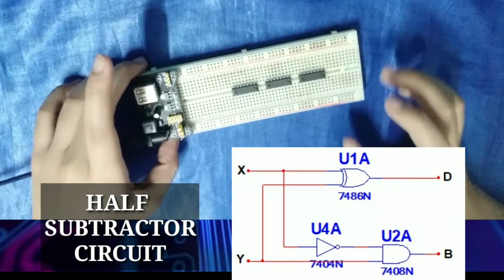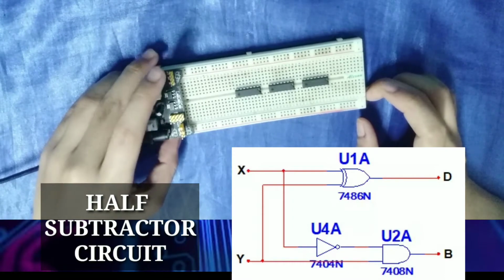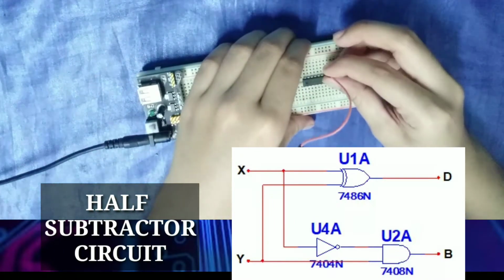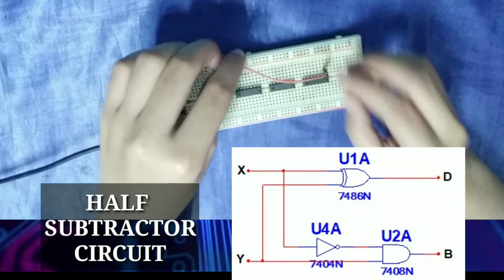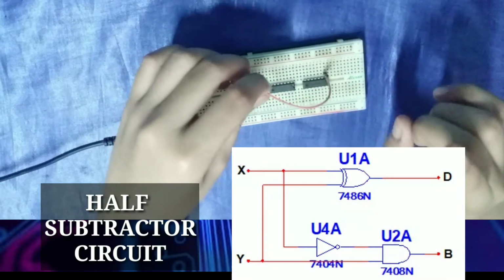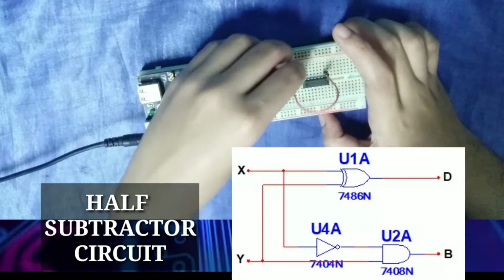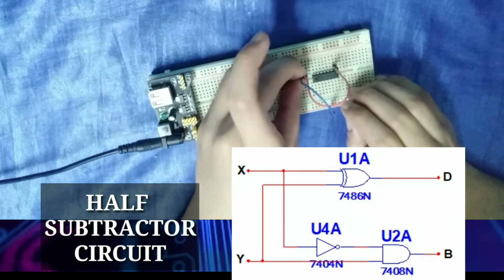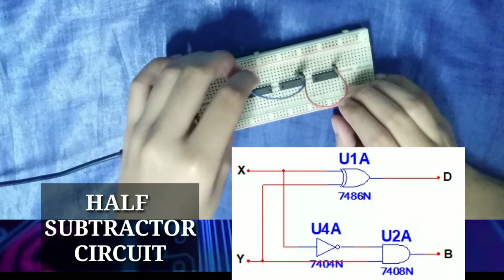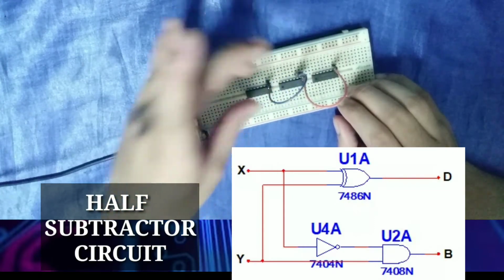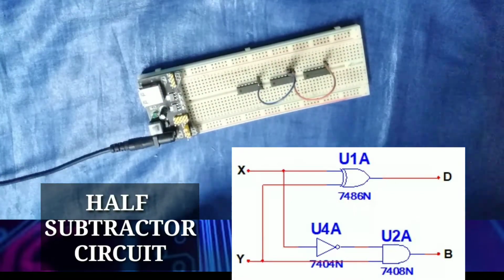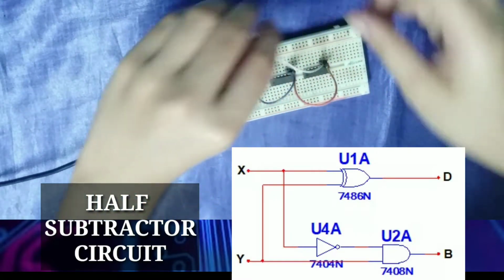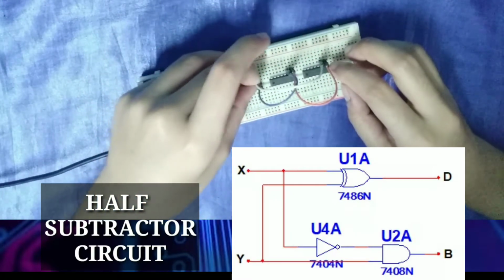Now as you can see on the logic diagram, pin number 1 of our 7486 is connected to pin number 1 of our 7404 integrated circuit. So here. Now, the second pin of the 7404 is connected to the first pin of the 7408. Now, the second pin of our 7486 IC is connected to the second pin of the 7408.